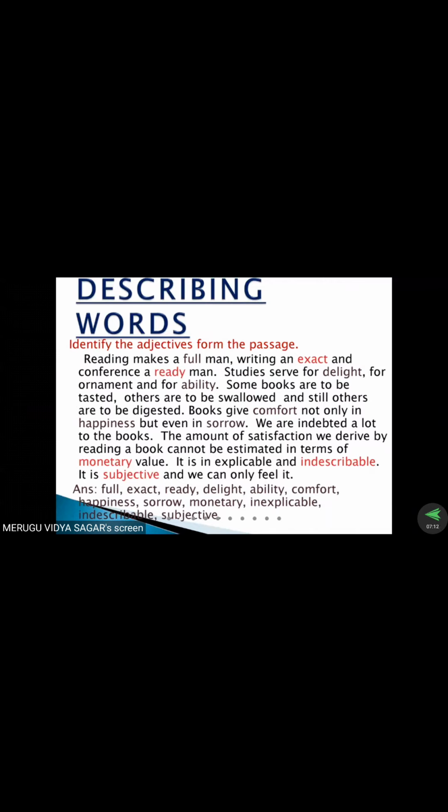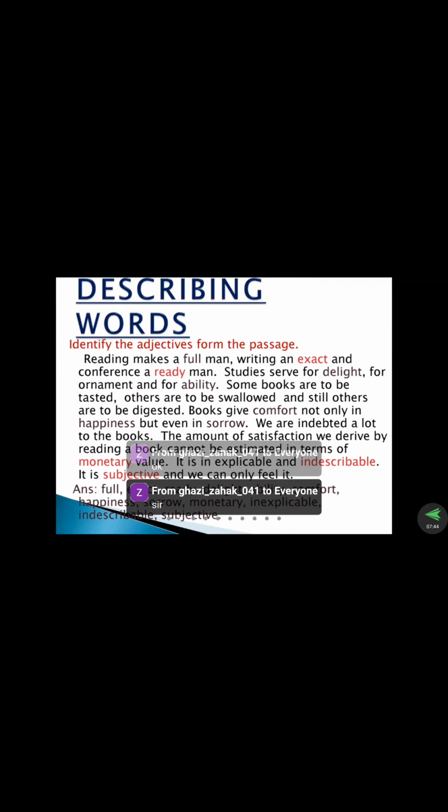Ready, light, ability, comfort, happiness, describable, subjective. So these are some of the describing words used. They describe the person, the object, or the thing, or the situation, or the occasion. Okay. So up to here we can discuss regarding describing words. The rest of the part we can take up in the next class.